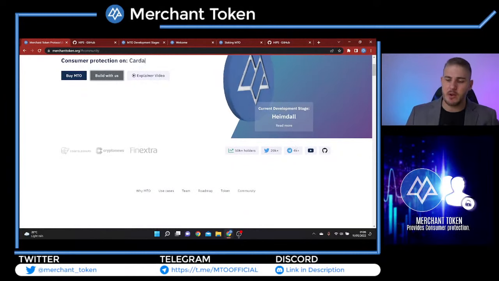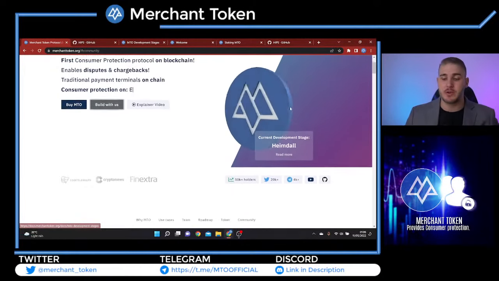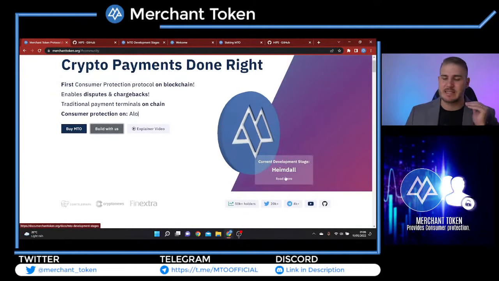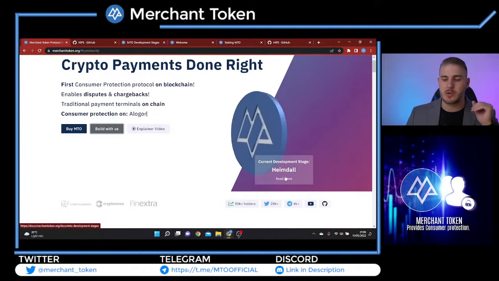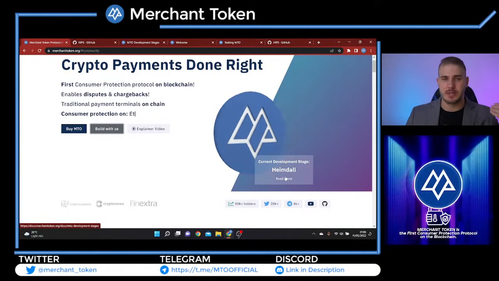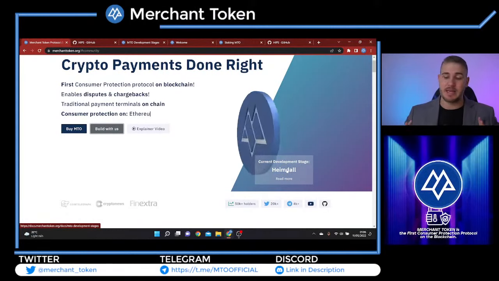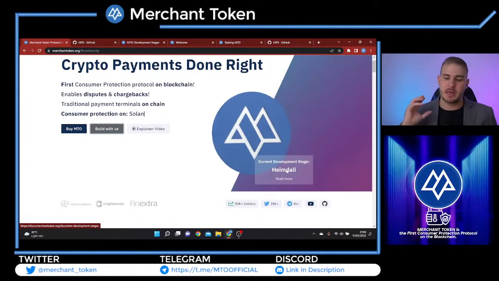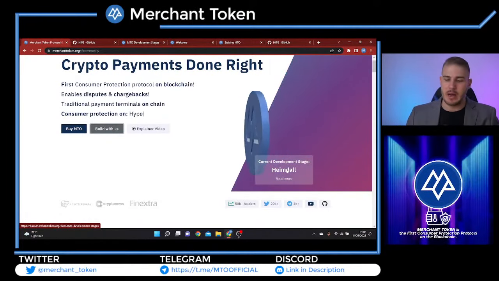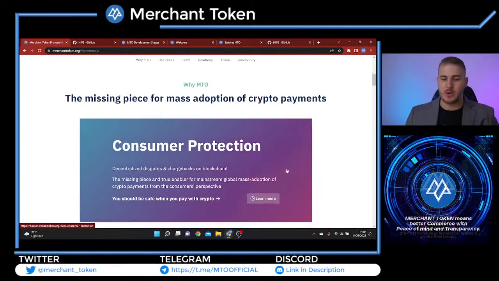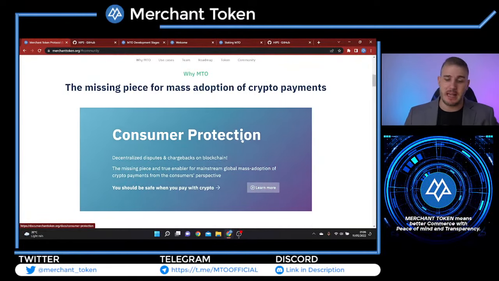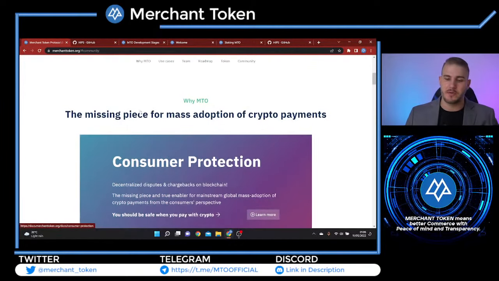So you can have a lot more information in here. It will tell you the current stage of development straight away, and you can go and check it out. What stage is that and what does that mean? That basically will already tell you, as soon as you open the page, where we are at and where we are headed. So let's jump into the next part of the website, which is the missing piece for mass adoption of crypto payments.